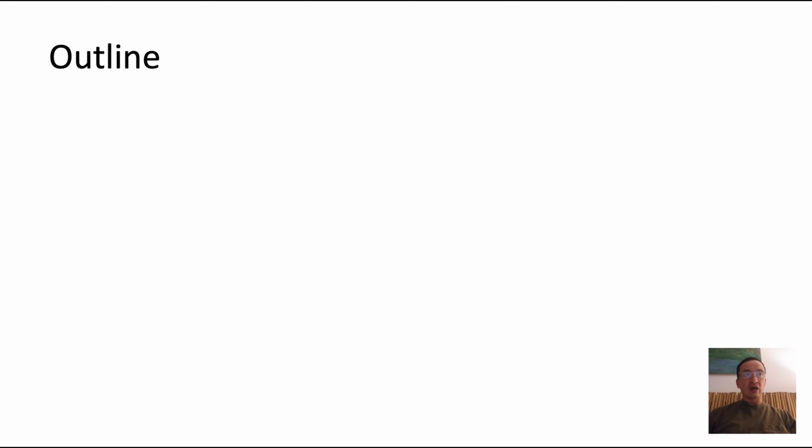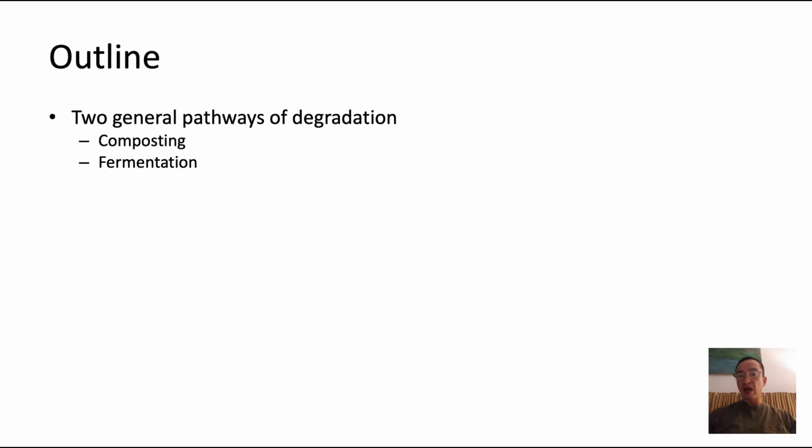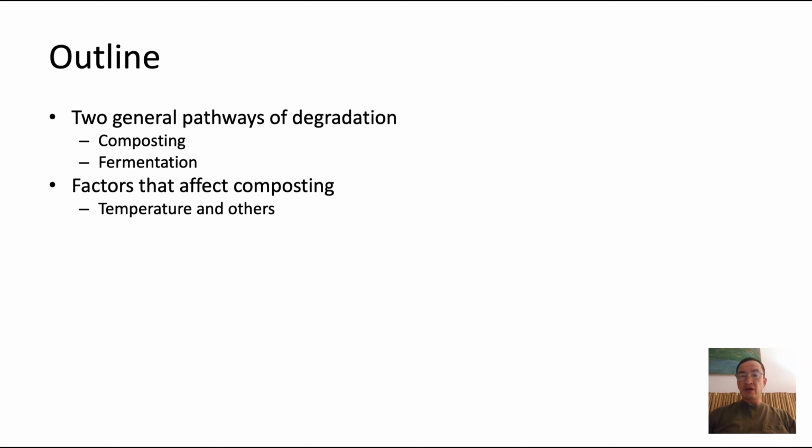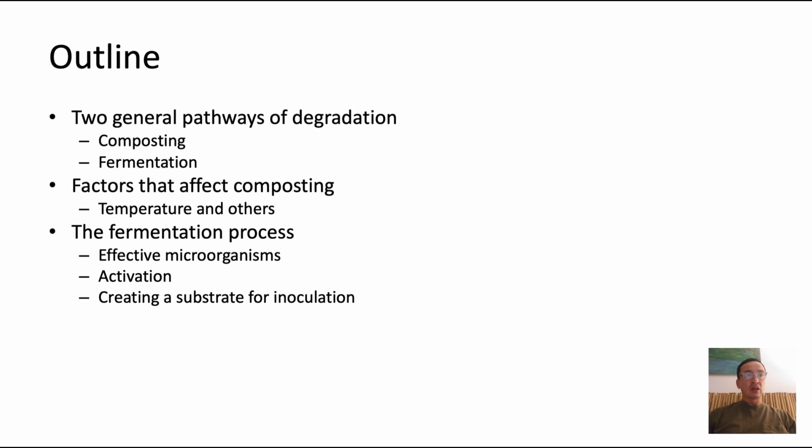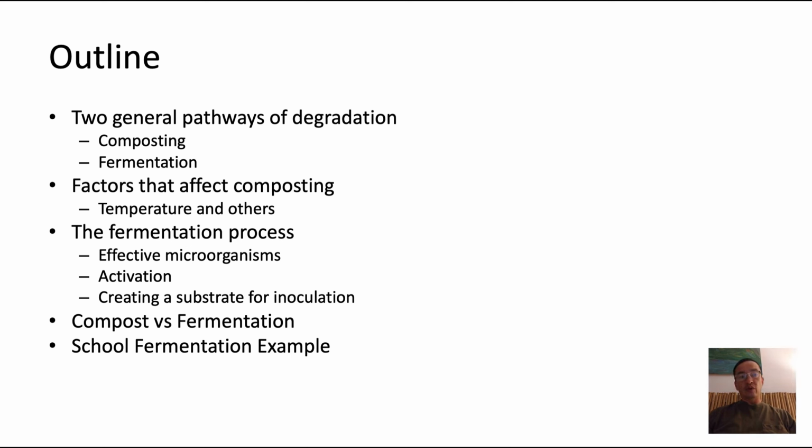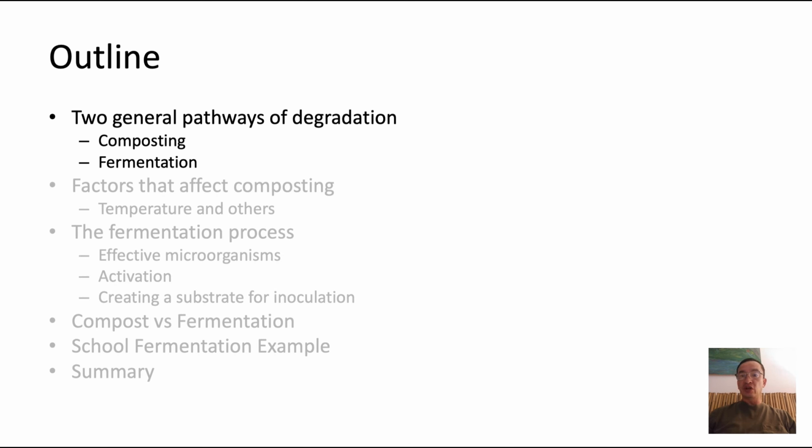And this is what we will be covering: two general pathways of degradation. I'm going to talk briefly about compost and fermentation, the factors that affect composting, so temperature, which is what you usually measure, and other factors, and the fermentation process, so effective microorganisms, activation of them, and creating a substrate for inoculation. I'm going to talk about the difference between compost and fermentation. I'll give you a school fermentation example and a summary. So let's start with the two general pathways of composting and fermentation.